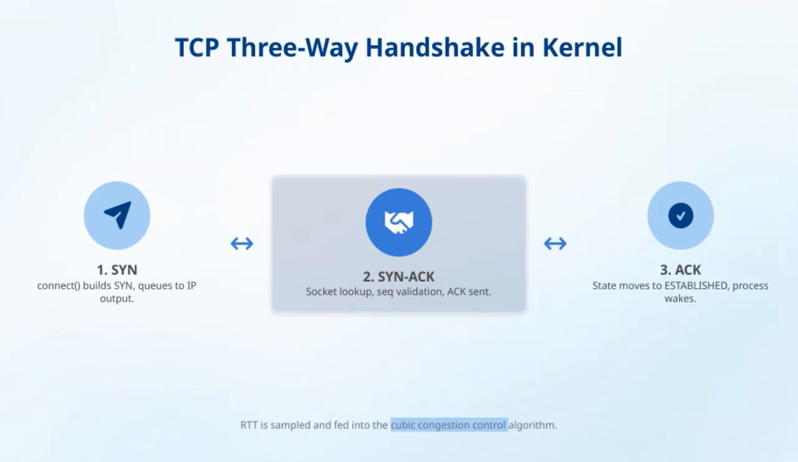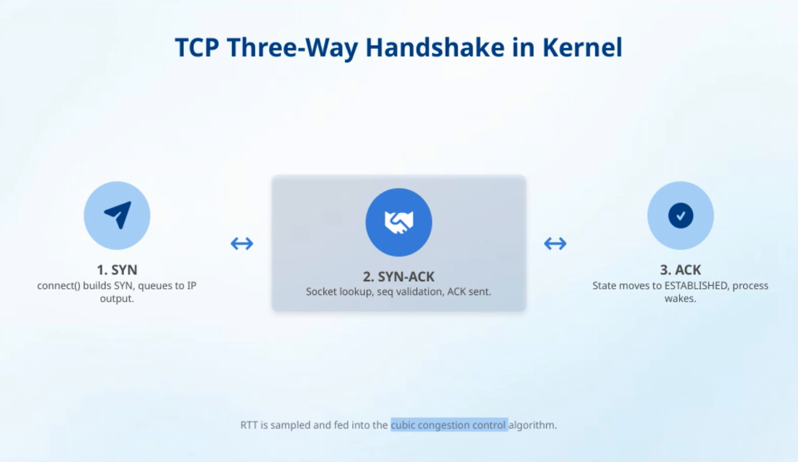Now, once the RTT is sampled, it gets fed into the CUBIC congestion control algorithm, which helps manage the flow of data based on network conditions. As this process continues, the state transitions to established, meaning the connection is now active and the process wakes up to handle data transfer. Next, let's look at the steps for the TCP three-way handshake.